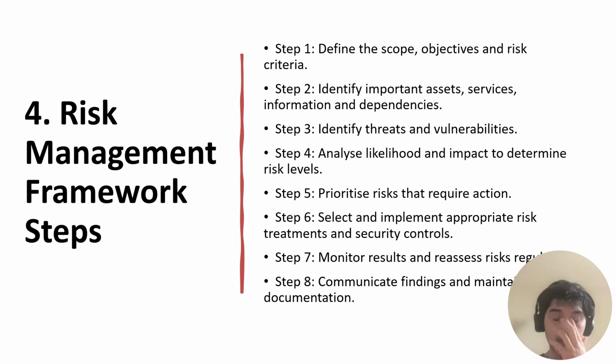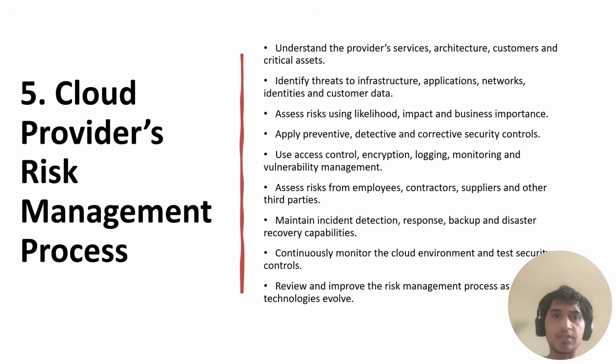So this is the other slide, in which we will be defining the scope, objectives, and risk criteria. We will be identifying important assets, information, and dependencies. Then the identified threats, vulnerabilities, likelihood and impact determine the risk levels, and we prioritize risks that require action, and many more, as we discussed in the earlier slide.